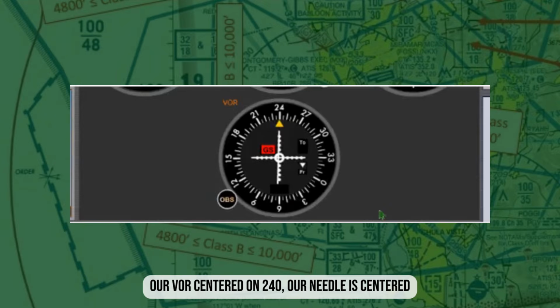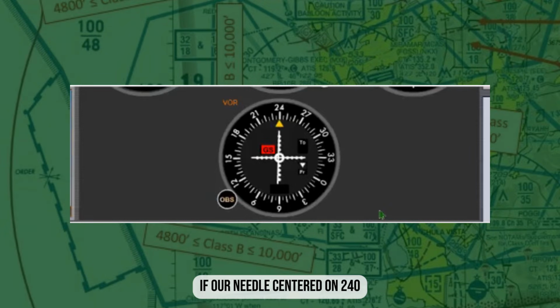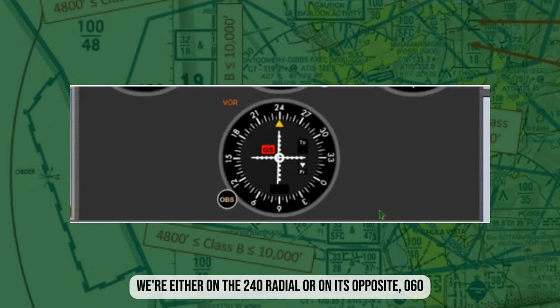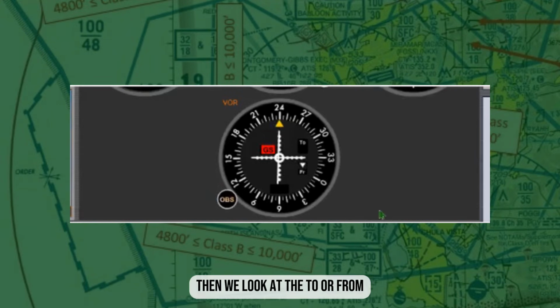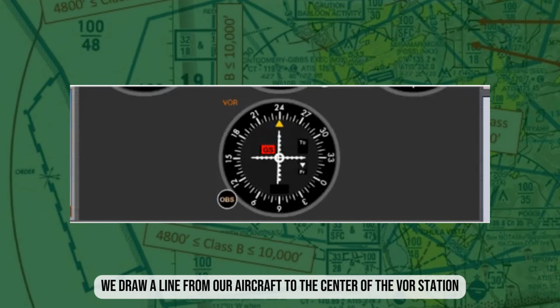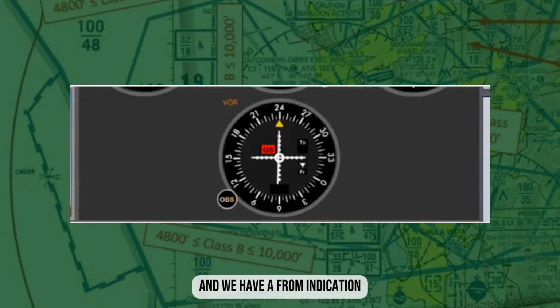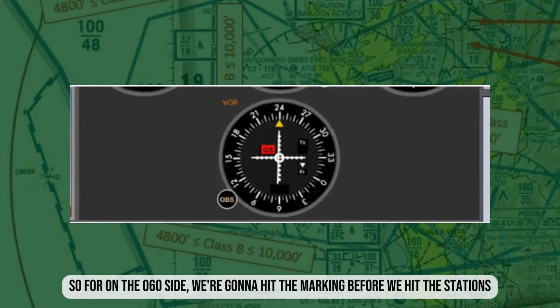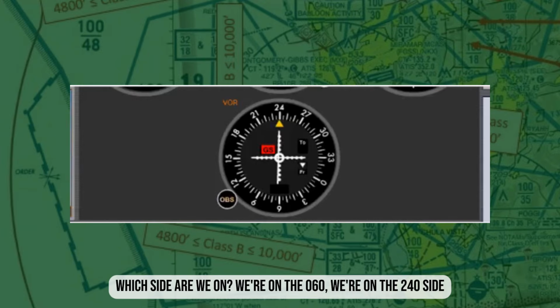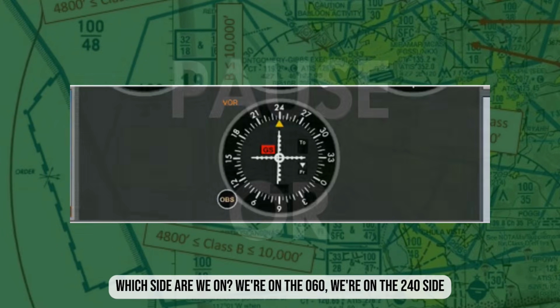Our VOR is centered on 240. Our needle is centered. If our needle is centered on 240, we're either on the 240 radial or on its opposite, 060. Then we look at the to or from. If we're at 060, okay, if we're on the 060 radial, so if we're over here, we draw a line from our aircraft to the center of the VOR station, and we have a from indication. So what does the from indication mean? That means the line hits our marking, our 240 marking, before it hits the station. So if we're on the 060 side, we're going to hit the marking before we hit the station. So that would be a 2 indication. Which side are we on? We're on the 060 or are we on the 240 side?